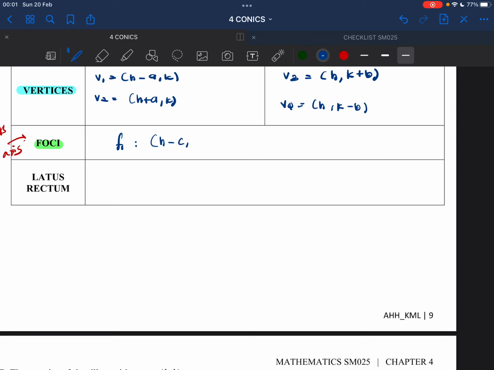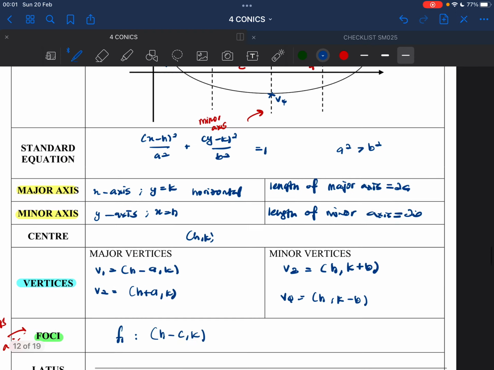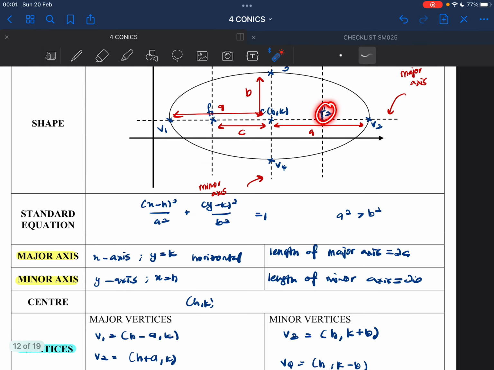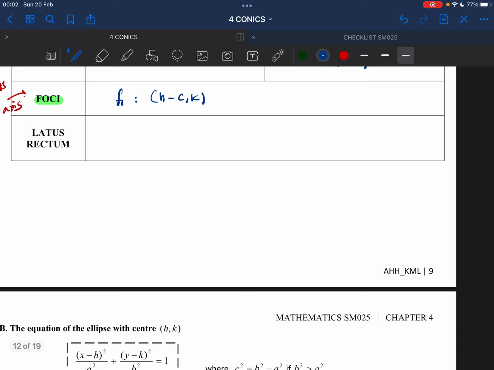So foci 1 is h minus c, k. Alright, let's see the last foci, foci 2. We know that the y coordinate doesn't change, so stay with k. The x coordinate h will change. Since this foci is on the right, we have to plus by the distance, which is c. So h plus c, k. That is going to be the coordinate for f2, h plus c, k.